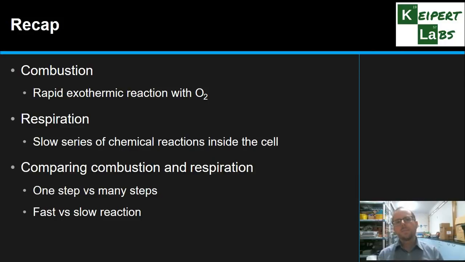So just to recap, combustion is a rapid exothermic reaction of carbon compounds with oxygen. Exothermic, it releases lots of energy to the surroundings. We produce carbon dioxide and water. Respiration, though, is a slow series of chemical reactions inside the cell that creates ATP. So on the surface it looks similar, but actually we've got one step versus many steps, fast versus slow, and lots of little differences between them.